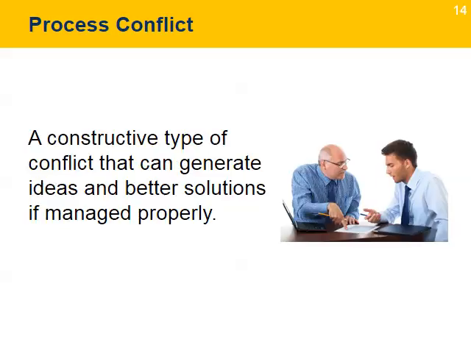Process conflicts are easily observed in large teams where disputes and frustrations over responsibility and assignments are more visible. Process conflict originates from ambiguities in the principles used to delegate tasks, responsibilities, and resources in the team. Just like task conflict, process conflict is a positive or constructive type of conflict that can generate ideas and better solutions if managed properly.